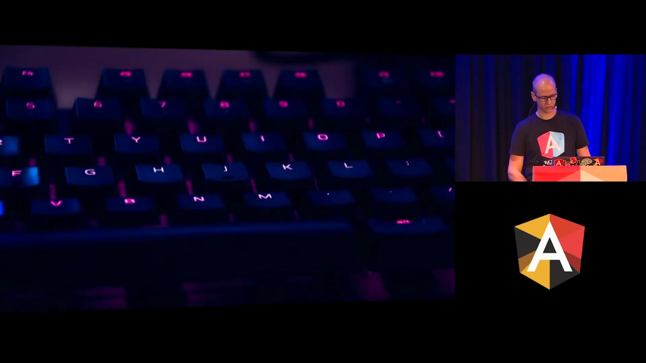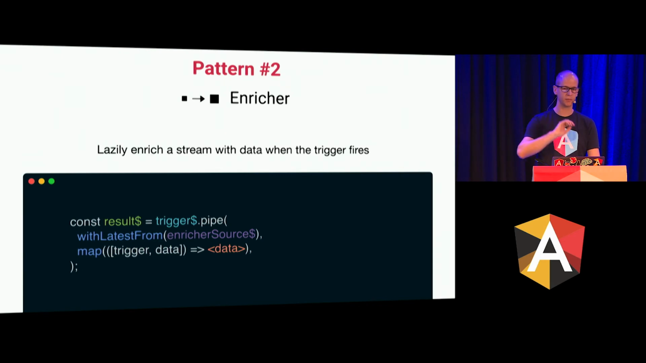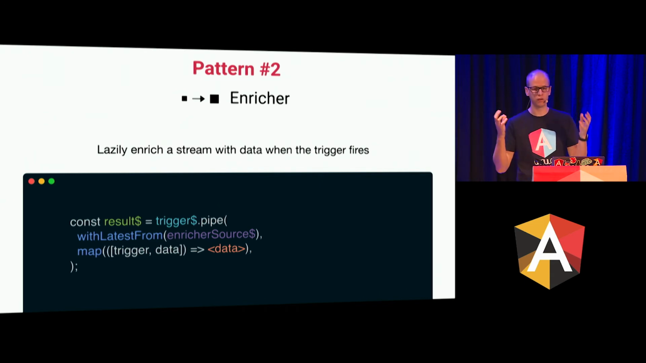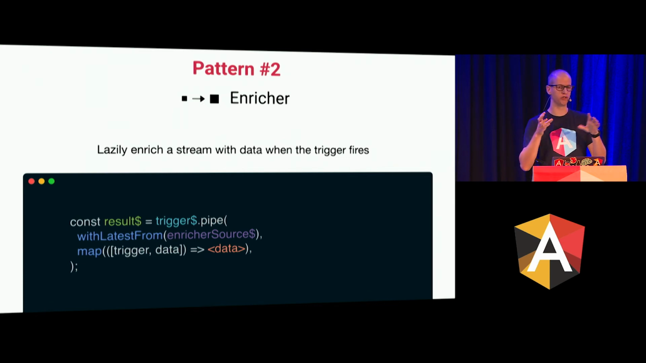But first, let's go to the pattern that we have. And this pattern is something we called the enricher. And the enricher is basically going to enrich data whenever a trigger fires. So whenever our trigger fires, we are going to combine it with the latest value from some other stream, and then we're going to enrich it. So in this case, we're just mapping to data, but we could also match or merge the trigger and the data inside of this map operator. So that's how we enrich it.